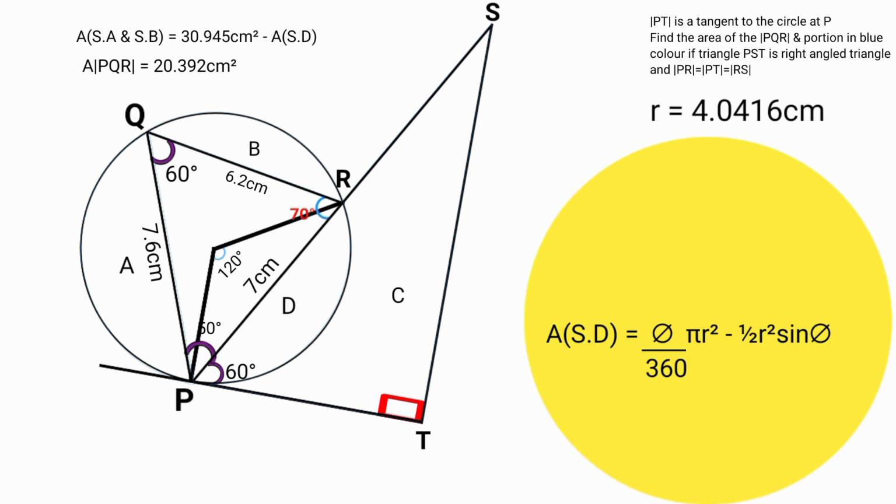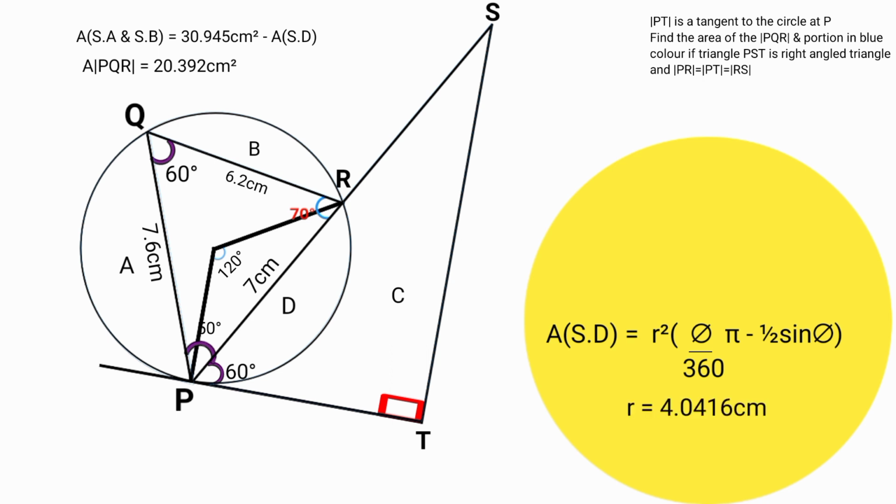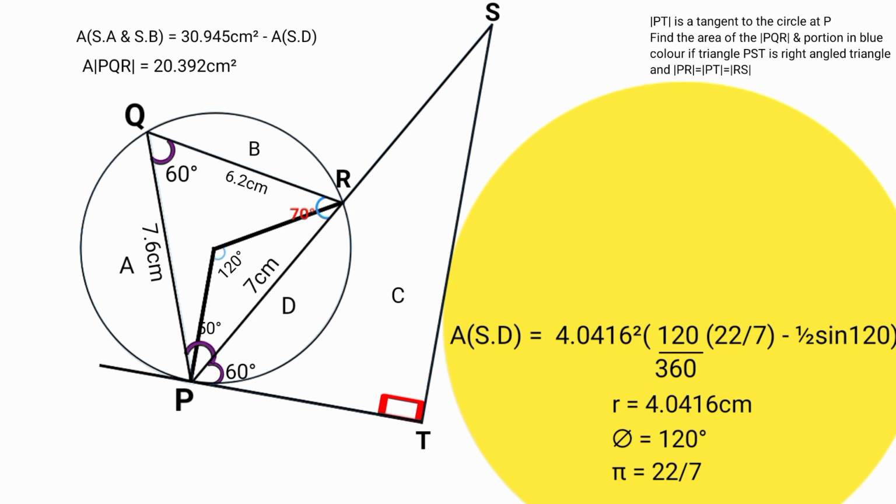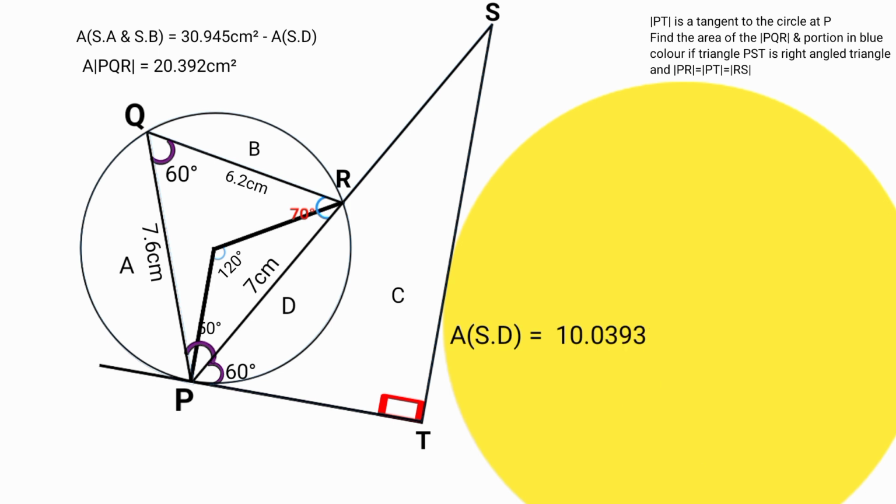Factoring out r squared, area of segment D now equal to r squared open bracket theta over 360 pi minus 1 over 2 sine theta. Now substituting r equal to 4.0416, theta equal to 120 degrees and pi equal to 22 over 7, area of segment D equal to 4.0416 all squared open bracket 120 over 360 open bracket 22 over 7 minus 1 over 2 sine 120 degrees, which if we press the calculator equal to 10.0393. So area of segment D equal to 10.0393 centimeters squared.